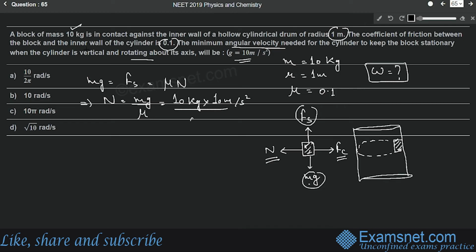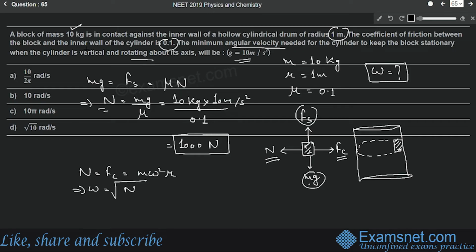Then mu is given as 0.1. Okay, so in solving this we get 1000, and the unit will be Newton. So now we have got the value of normal N. Also we know that normal will be equal to the magnitude of centrifugal force, Fc. And centrifugal force is given as m omega square r. Okay, so omega will be root of N divided by m into r.